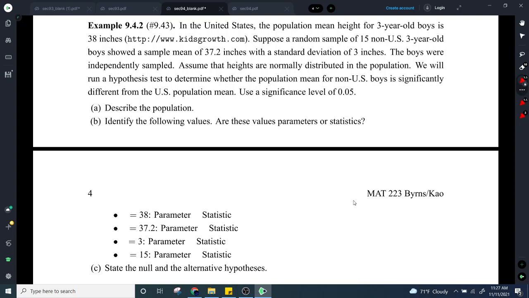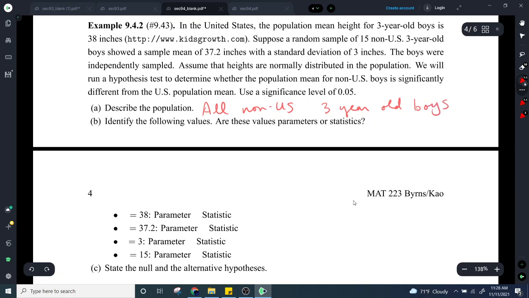We'll run a hypothesis test to determine whether the population mean for non-US boys is significantly different from the US population mean. All right. So the population, who is the population that we're interested in looking at? Well, it looks like we're comparing boys that are not in the United States. So we'll say all non-US 3-year-old boys is who we're looking at the heights for, okay?